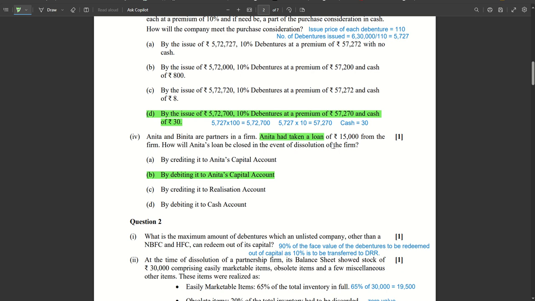Okay, so in this case, the rule says if a partner has taken a loan, that loan is closed by transferring it to the partner's capital account. Okay, had it been a loan given to the firm, in that case, like the firm has taken a loan, that is paid off during dissolution. That is not transferred to the partner's capital account, right? This difference you have to know to make things easy for you. Otherwise, you will end up making a mistake here as well, right? So option B is your answer here.